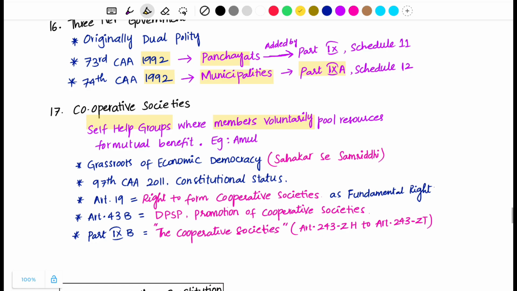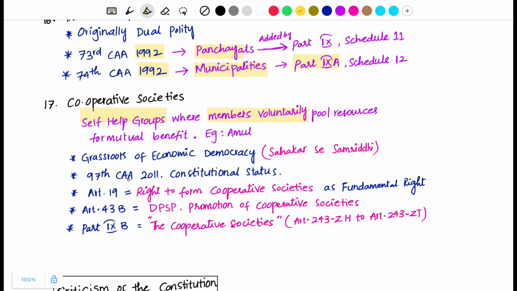Sahakar se Samriddhi is the slogan. Development with cooperation. Let's say Sahakar is cooperation, Samriddhi is growth. The 97th Constitutional Amendment Act 2011 gave constitutional status to the cooperative societies. Remember this 97th Constitutional Amendment Act. We have discussed so many Constitutional Amendment Acts. These are often asked in the examination. There is a greater chance of these questions being asked in upcoming examinations too, friends. So please make a note of it.